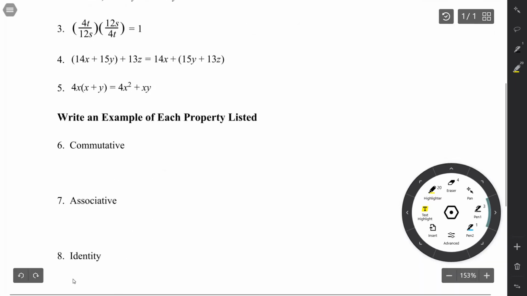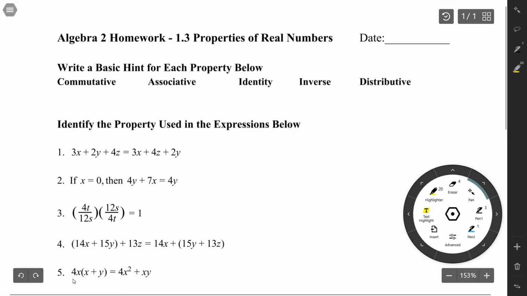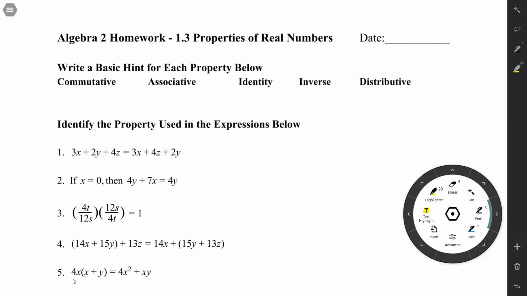So to start it off, write down hints for each property below. I know this might sound silly, but it really helps solidify these in your memory when you actually write down something else that associates it with what it actually means. So commutative property for me means order.